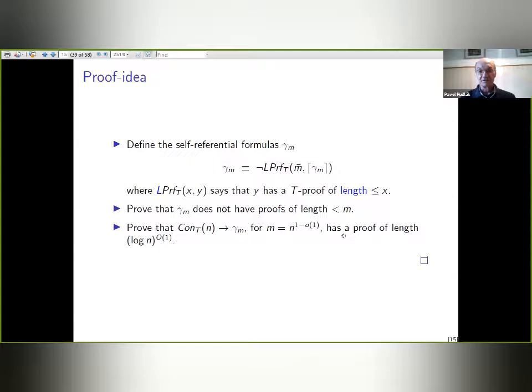Plus, we need to know that the proof of this is small. This is something that we can prove, but if we had a larger bound, it would also be okay, as long as it grows less than any polynomial. So it's just a kind of transformed proof of the second incompleteness theorem that I showed you in the beginning.